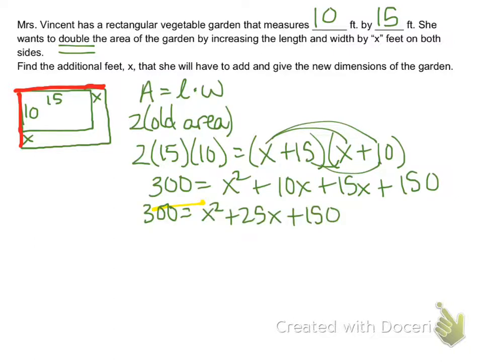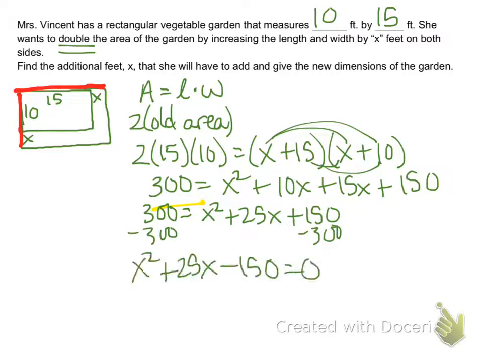So combining my like terms, bringing the 300 over, and now I've got it equal to 0, so I can go ahead and factor this. And I'm going to skip the a times c steps. Hopefully, if you still have questions on that, you'll come and we can go over those.